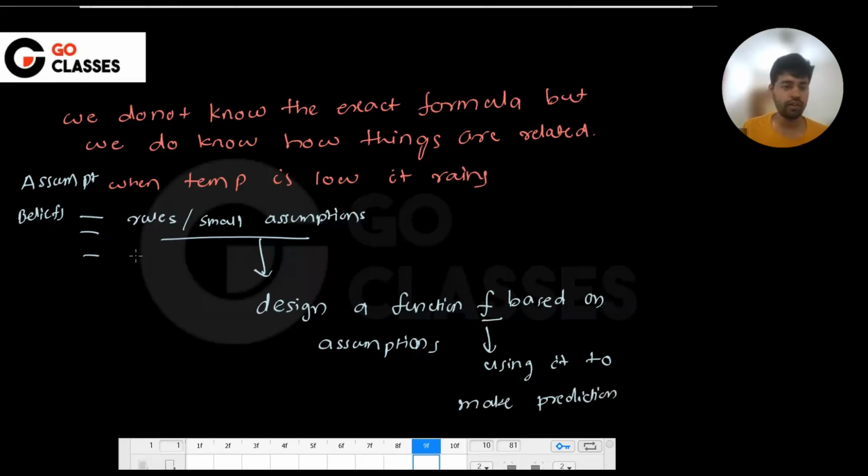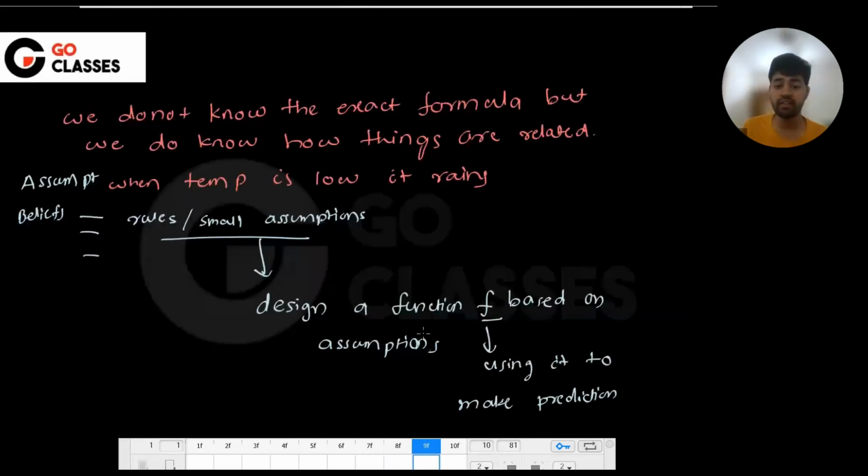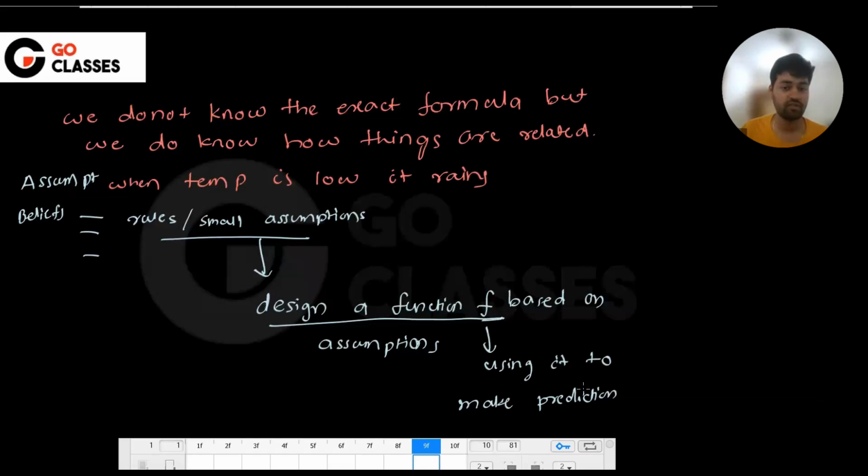So based on the question I have with me for the given data, I will come up with certain beliefs or certain assumptions which I will use to design a function f. I'll give you one example of this design when we go to the next slide. When we design a function f, we'll use optimization to actually make the final prediction.